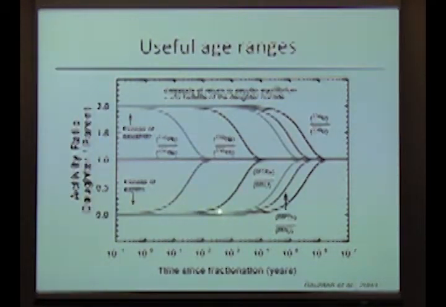There's a period where you have rapid change. This is the useful time range of these chronometers then for each parent-daughter pair. And then it returns to secular equilibrium. And after it returns to secular equilibrium, nothing happens. And so you lose the age resolution of the technique.